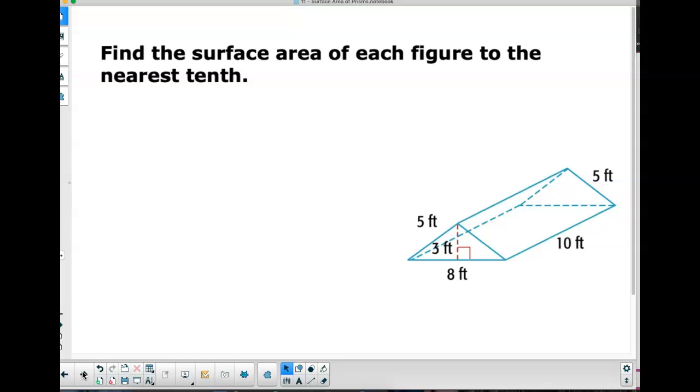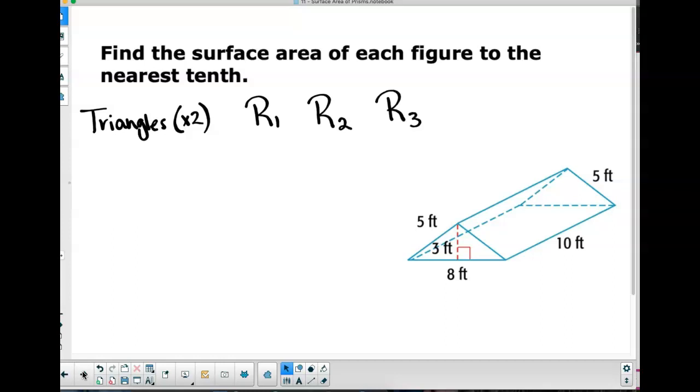Okay? Are the rectangles all the same? No, not necessarily. They are the same like in this one, because the triangle was an equilateral triangle. But they don't necessarily have to be the same. So here's what we're gonna write. We have triangles times 2. There's 2 of them. And then I'm gonna write R1, R2, and R3 for rectangles. We have 3 rectangles.